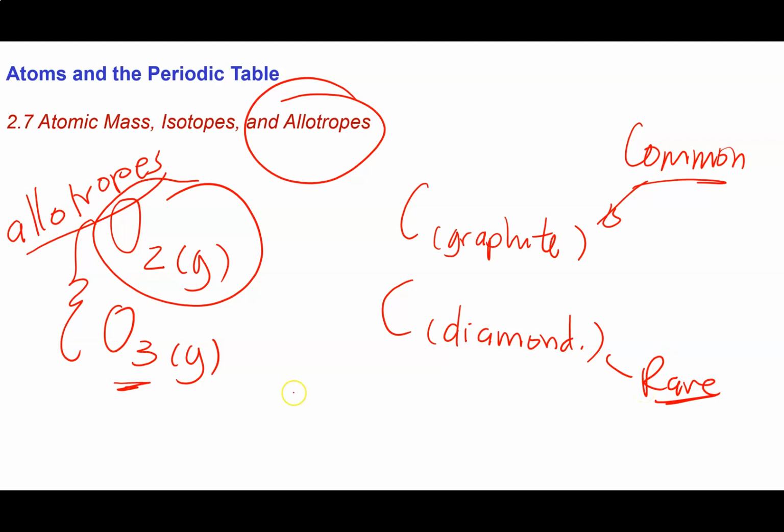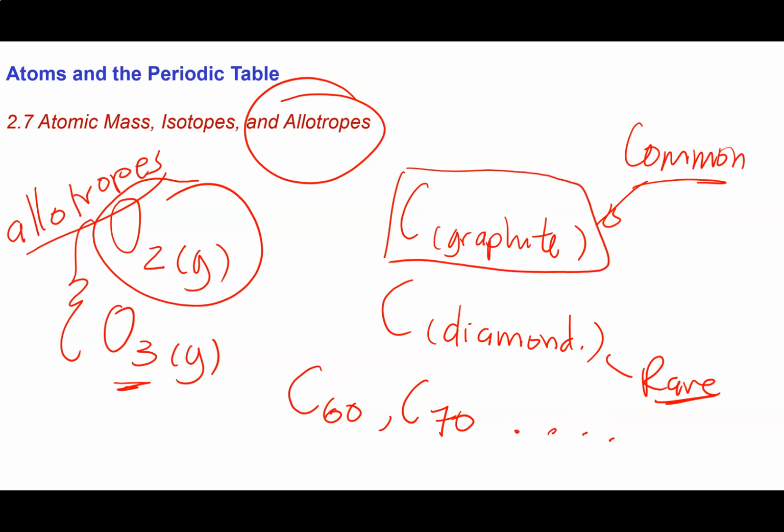Now it turns out that there's a bunch of allotropes of carbon. There are some that are C60, C70, really, really big molecules composed of large numbers of carbon atoms. There's a whole bunch of allotropes of carbon. But when we talk about elemental carbon, unless otherwise stated, we generally are talking about the most common allotrope, which is graphite.